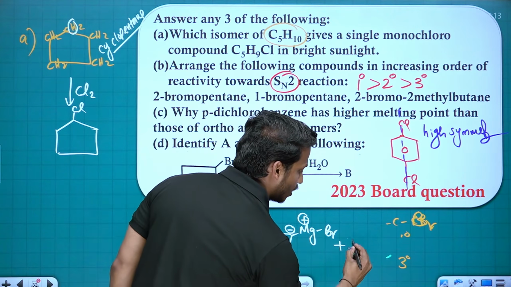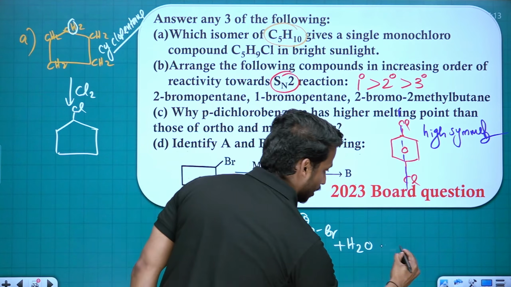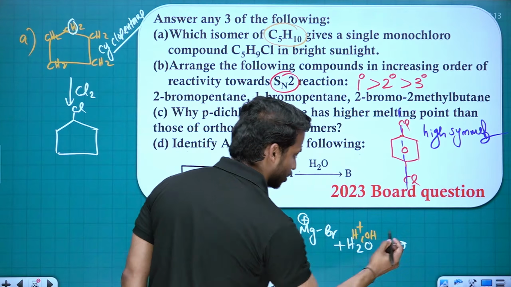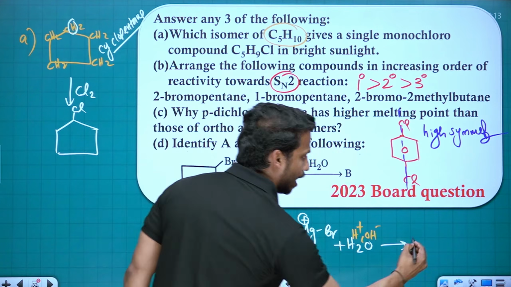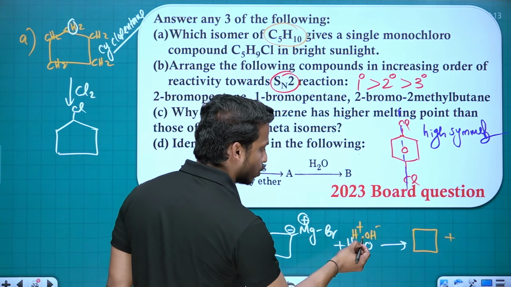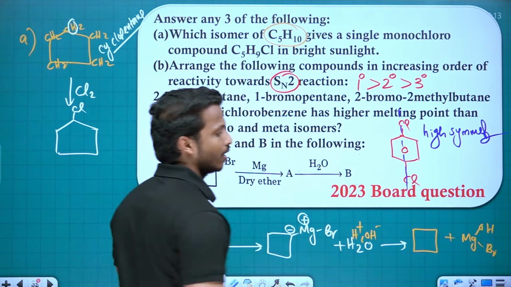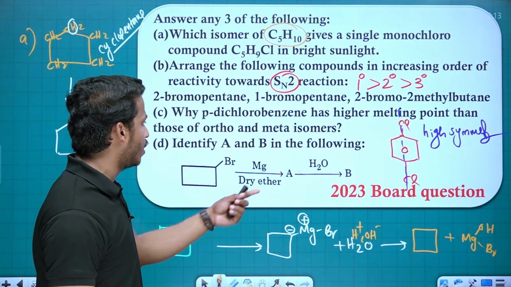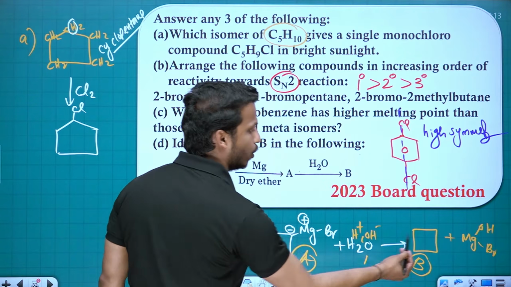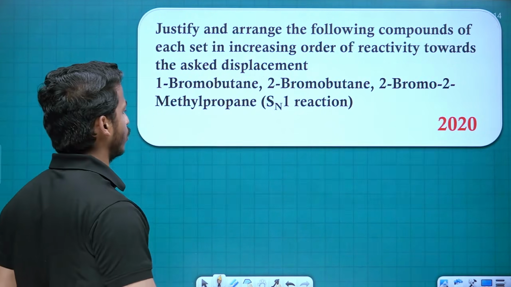When it is treated with H2O, which contains the ions H plus and OH minus, the H will attack the negative carbon. That means cyclobutane. And the byproduct? To the Mg plus, OH will attack, so you will get MgBr(OH). They are asking which is A and B: this is A, this is B. Cyclobutane is the final product. So that is the 2023 board question.